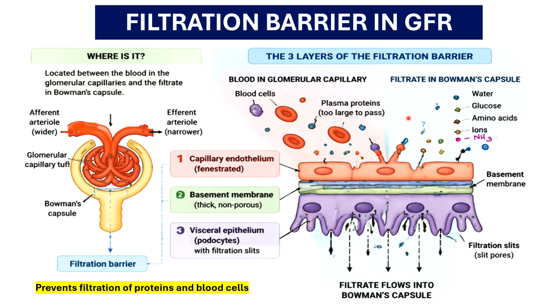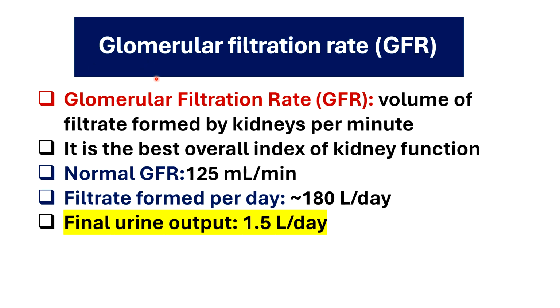Is that clear? Let us now understand some important terms. Glomerular filtration rate, or GFR. It shows how much volume of filtrate is produced by the kidneys per minute. It is a measure of how nicely the kidneys are functioning, or the nephrons are working. The normal GFR is found to be 125 milliliters per minute. So the filtrate that is produced per day is about 180 liters per day.